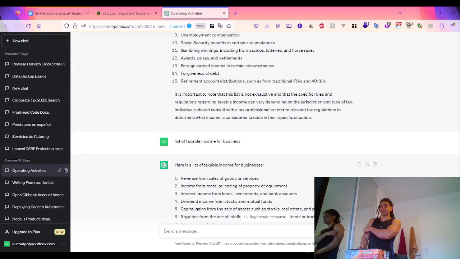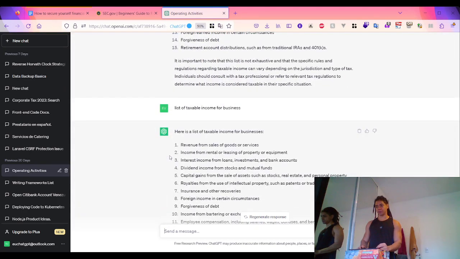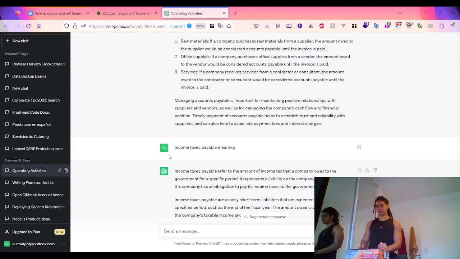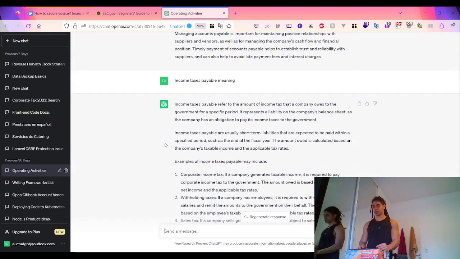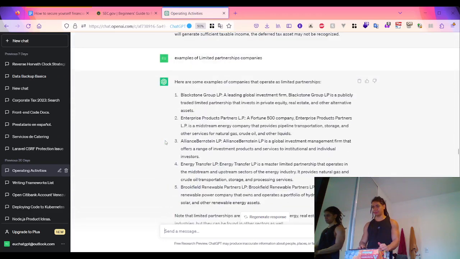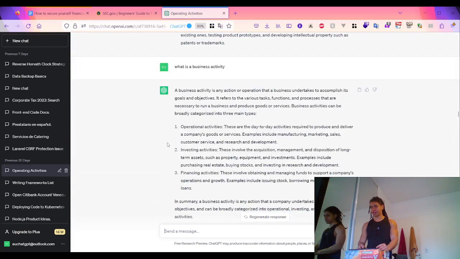Another important one is withholding taxes, which is another income tax or taxable income, or income taxes payable. Income taxes payable.